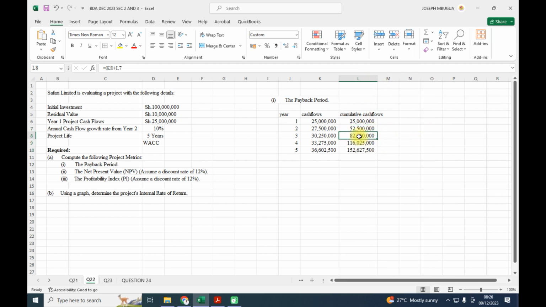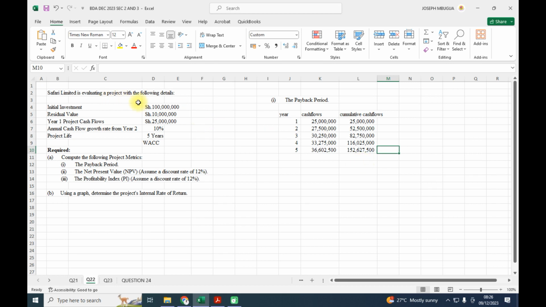So you'll find that the third, it has picked K8, this one, plus L7, and L7 is this. The next one, you will find that it has picked K9. K9 is this value, and it has added the L8, this one. Yeah, that will be our cumulative cash flow.